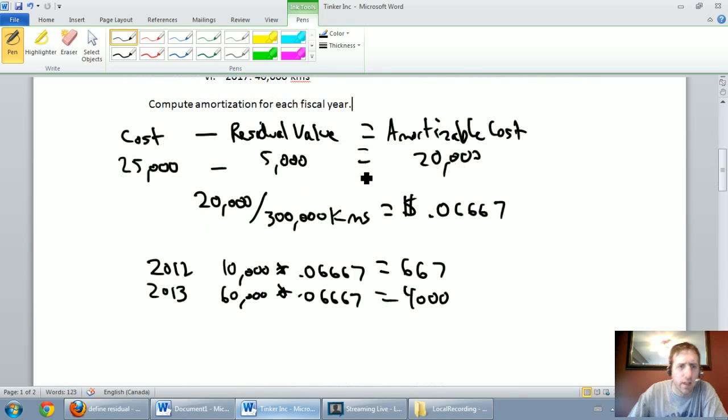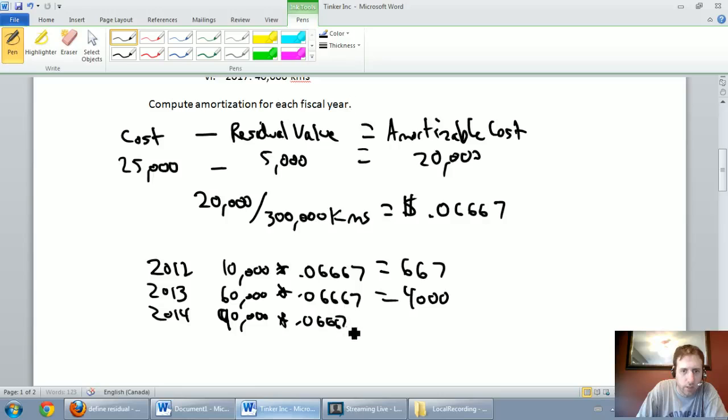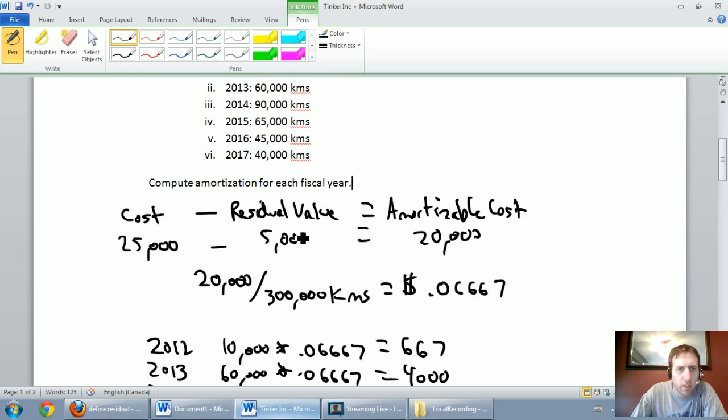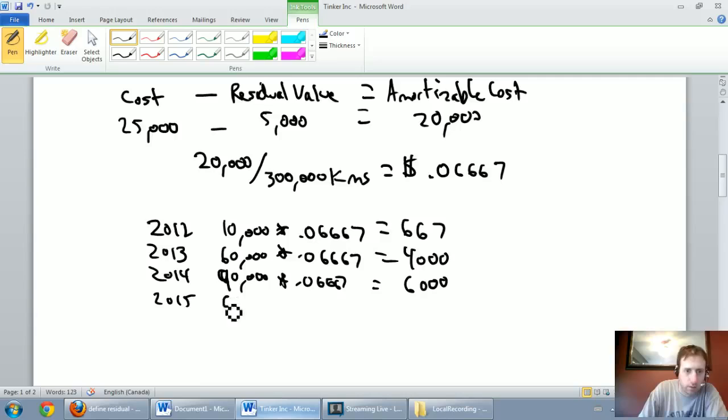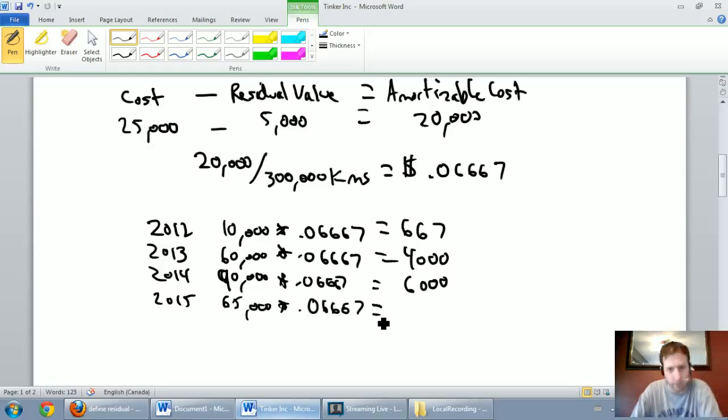2014, we drove 90,000 kilometers. So 2014, it's 90,000 times 0.06667. And what we find there is our number will be 6,000. 2015, we drove 65,000 kilometers. And so we'll take 65,000 times 0.06667, and 65 is 43.33.